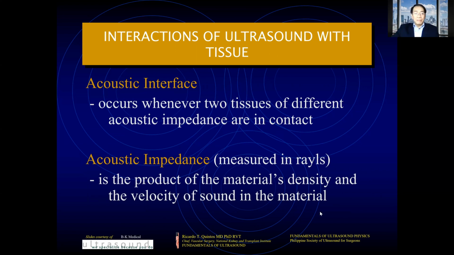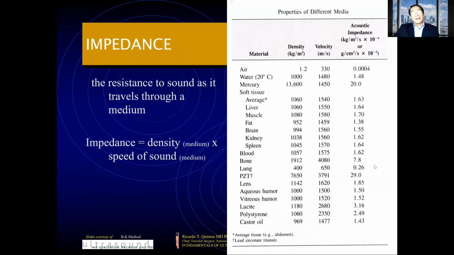Acoustic impedance is basically the product of the material's density and the velocity of sound in the material. It is also a measure of just how much the resistance to the propagation of sound is in that material medium. Here now is a table of the properties of the different media in the body and also in the environment.